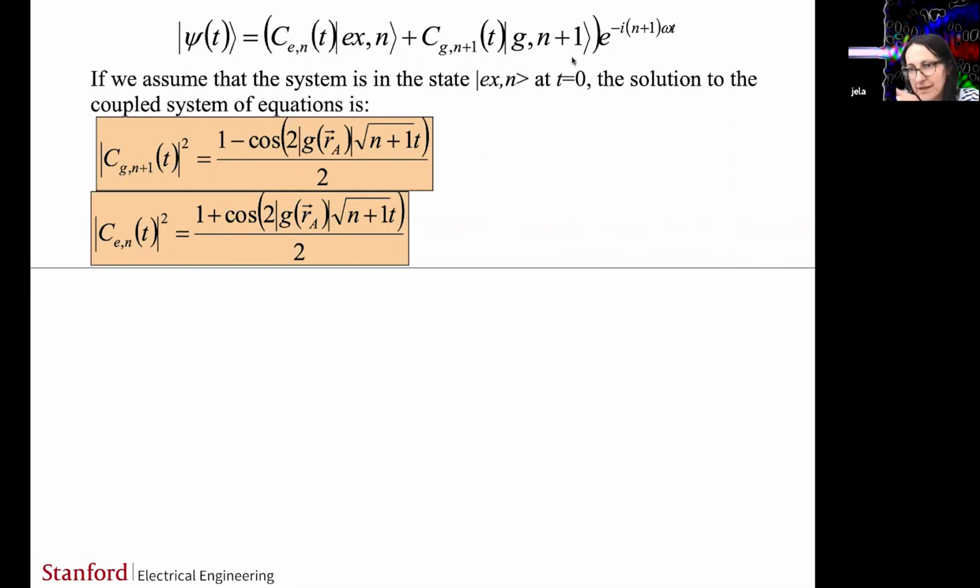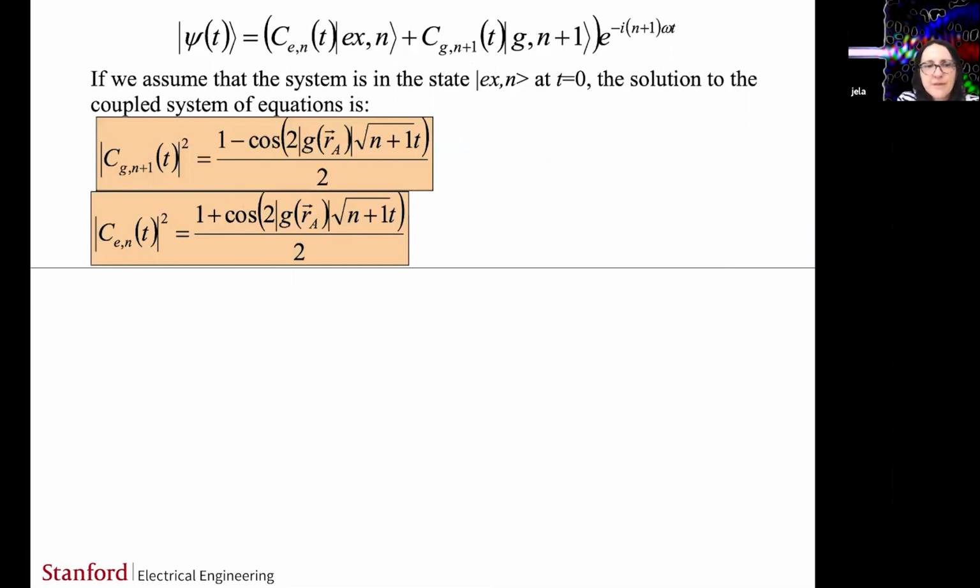So if you initialize the system in the state EXN at time 0, that means that C_EN squared at time 0 has to be 1, right? So you pick that one as cosine. So C_EN squared is cosine squared, C_GN+1 squared is sine squared, or you can just use trigonometric relations and write them as 1 plus cosine of 2g square root of n plus 1 t, and 1 minus cosine of 2g square root of n plus 1 t, over 2.